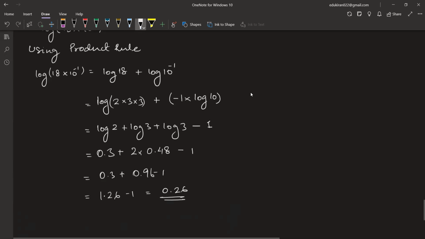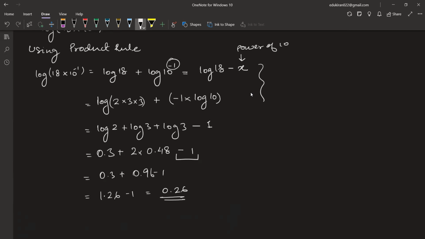Now I will give you something and see. You can also write this in general. In general, what will you write? See, log 18 into 10 to the power minus 1. And as you can see, this minus 1 is coming here as minus 1. So you can write this as log 18 minus x. What is this x? x is the power of 10. For example, if I have log 1.82, you will write it as log of 182 minus 2.